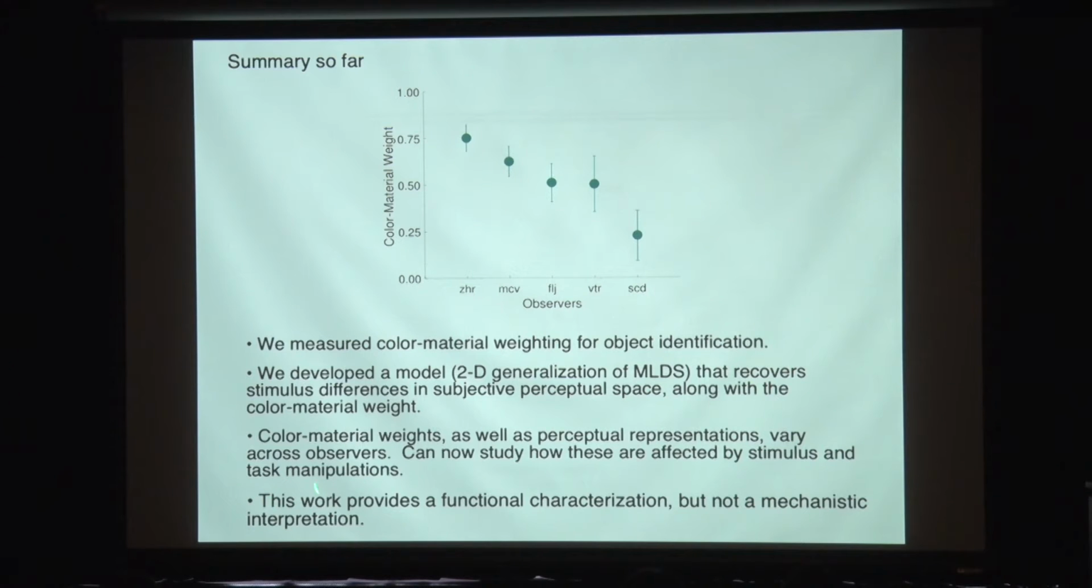And then I would say that finally, and this comes back a little bit to the question that was asked in the previous talk, this work provides us with a functional or computational characterization of how the stimuli are represented and how they're traded off in this particular judgment, but it doesn't tell us by itself anything about the underlying mechanisms that are mediating that visual representation or those trade-offs. And that's something I think all of us, in addition to wanting the computational description, would like to have.